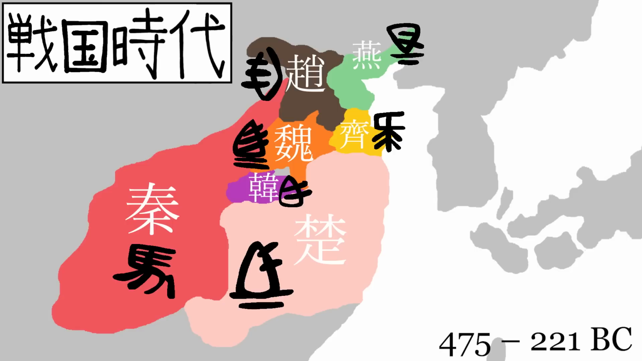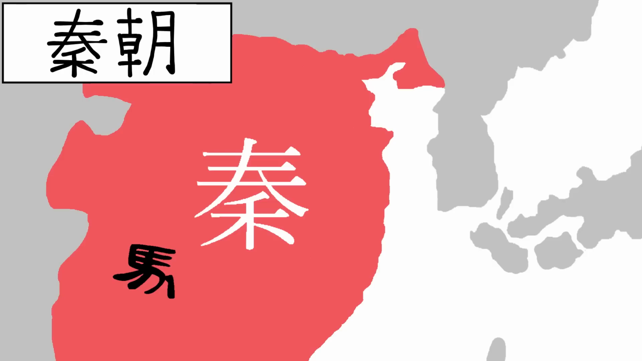Look how each of them write the letter horse. Pop quiz, can you tell just by analyzing them which kingdom won? Tick, tick, tick, tick, tick, tick, tick, tick. Yes, you're right, it's the Qin.